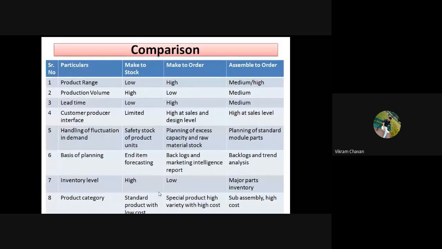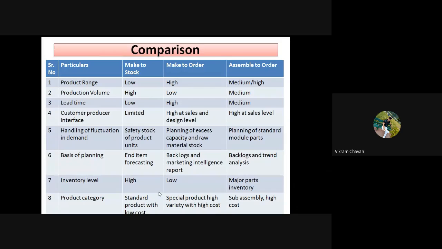In case of make to order, the product range is very high. As we have learned, in the case of make to order, we have to produce the product according to the customer specification, so the product range is very high. In case of assemble to order, the product range is medium or high, because most of the components are standard components used to produce the product, so the product range may be medium or high on the basis of the product.